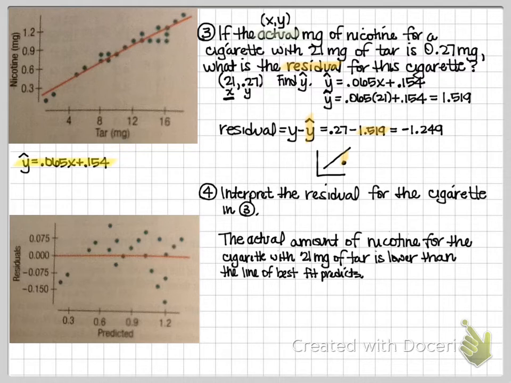So what this is saying is the actual y value is lower, and I know that because I can even take a look at the sign on my answer from my residuals. If the residual is negative, then the actual point is below the line of best fit. If the residual is positive, then the actual point is above the line of best fit.